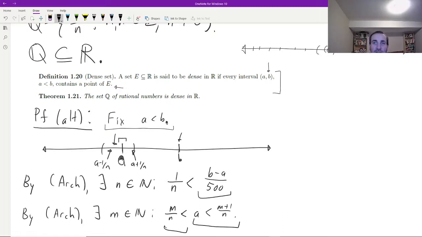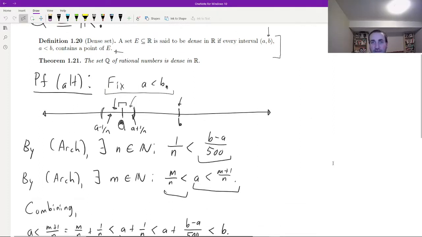And what's going to happen if I look at this interval from a minus 1 over n to a plus 1 over n? Well, I'm going to be able to find some rational number that's sitting inside there, and that's the number that I'm going to want to grab. Now, in previous proofs where we wanted to construct a number, we often chose a number that was sort of in the middle. You could do the same thing here, but it's sort of inconvenient to do, so I'm not going to bother.